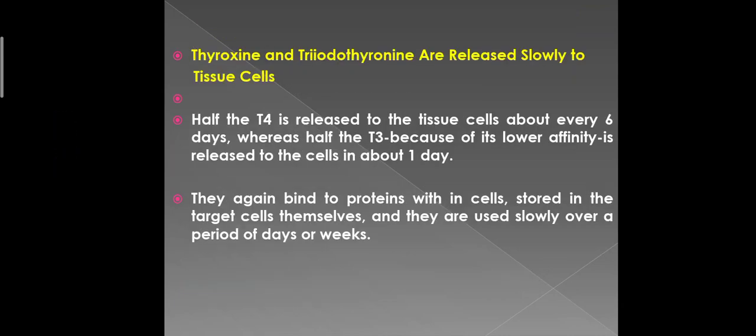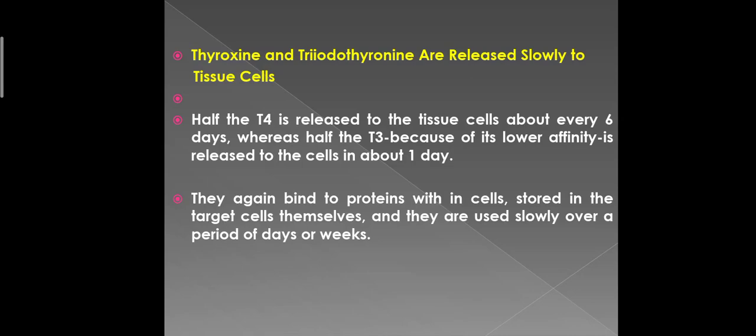As these hormones are plasma protein bound, they are released slowly to the tissues. Half of the T4 is released to the tissue cells about every 6 days, whereas half of the T3, because of its low affinity with the plasma proteins, is released to the cells in about 1 day. They again bind to proteins within the cell, and they are stored in the target cells themselves, and they are used slowly over a period of days or weeks.